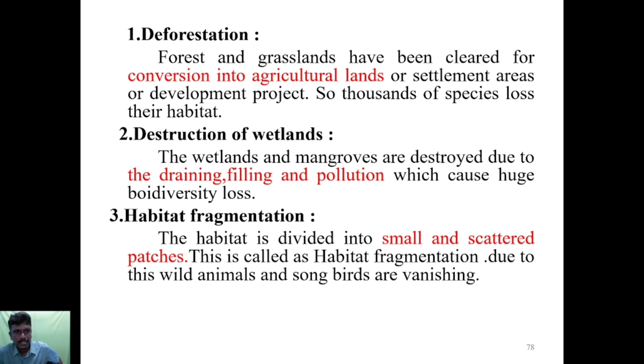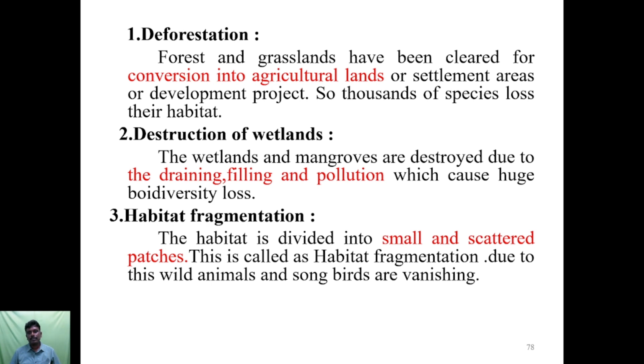In this, first one is deforestation. So forests and grasslands have been cleared for conversion into agricultural lands or settlement areas or development projects. So we are destroying or deforesting the forest areas for making developmental projects.